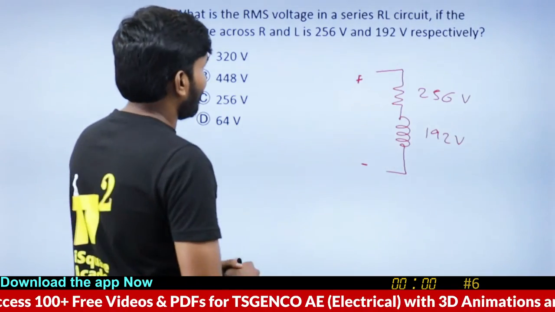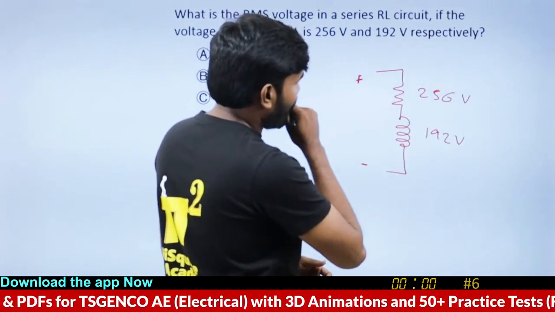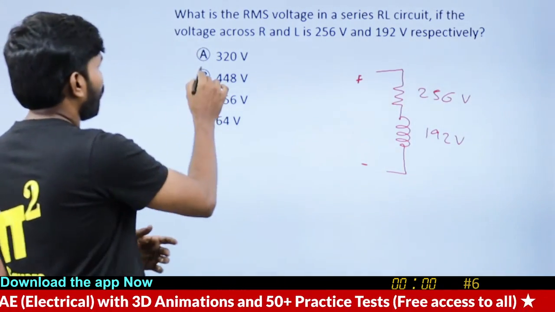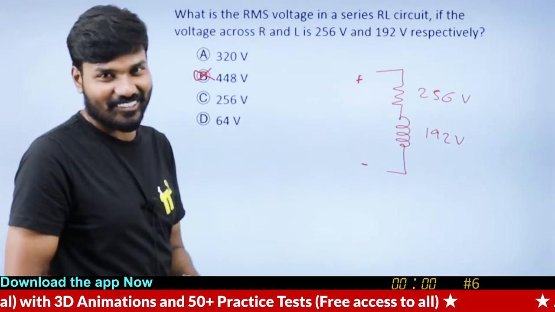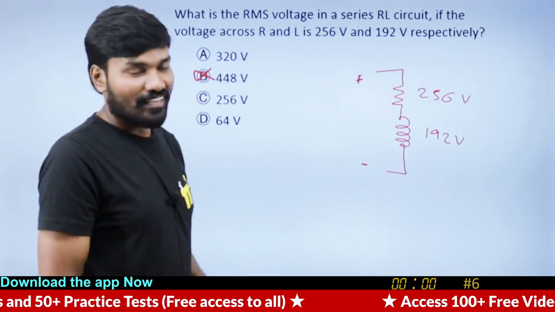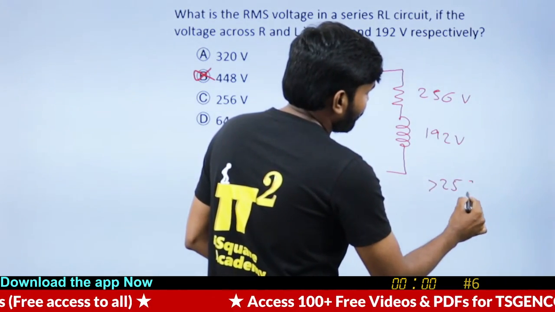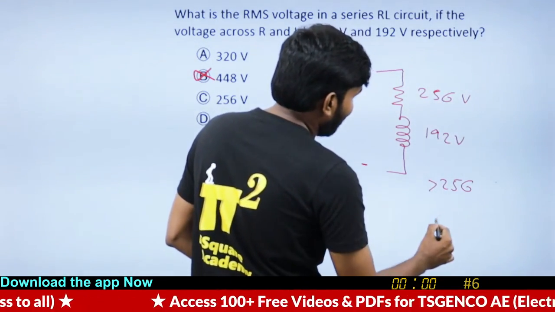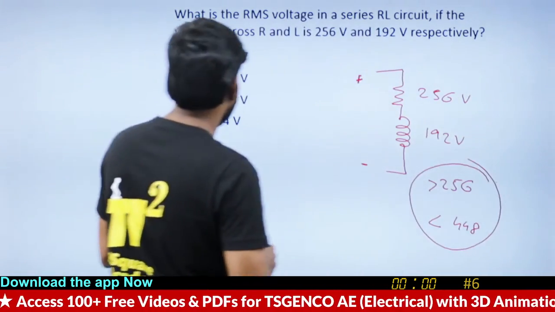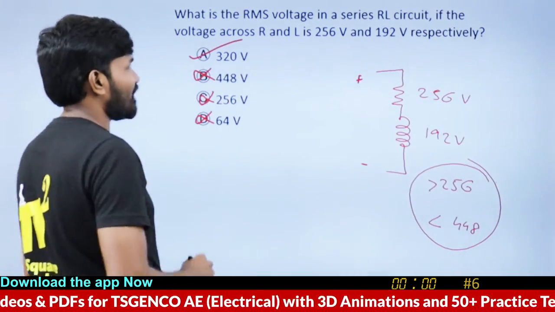For that, directly add these two up. 256 and 192, it's something close to 448. So 448 is the wrong answer. When you add these two directly, you get 448, and that's wrong. Definitely the answer is greater than 256 but less than 448. So this is wrong, this is wrong. The only correct option is A.